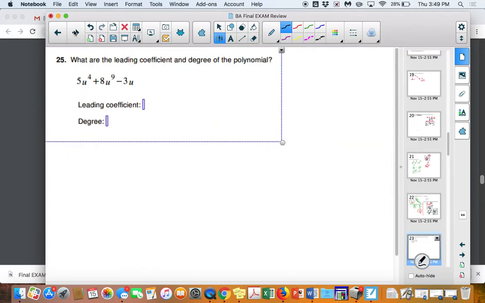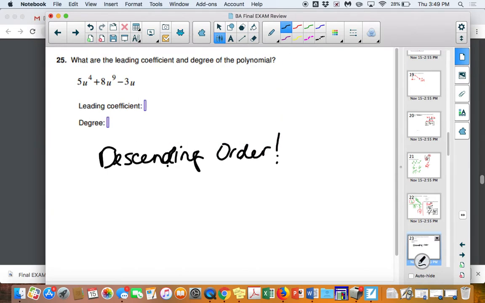Okay, next one. What are the leading coefficient and the degree of the polynomial? Okay, you do need to put it in descending order first. That is important. So descending order. If you don't do that, it's going to mess up because you're going to see that word leading and you're going to grab the one at the beginning and your answer is going to be wrong because it is not based off of 5u to the 4th. So when you put it in descending order, the biggest power is that 9.